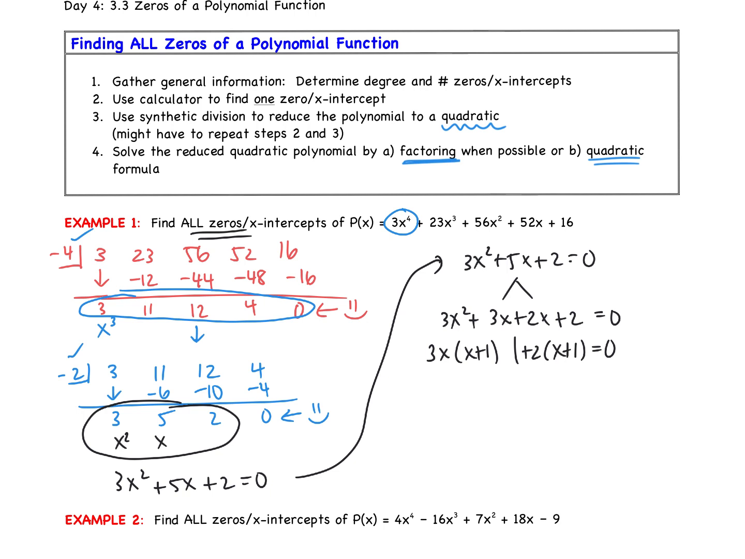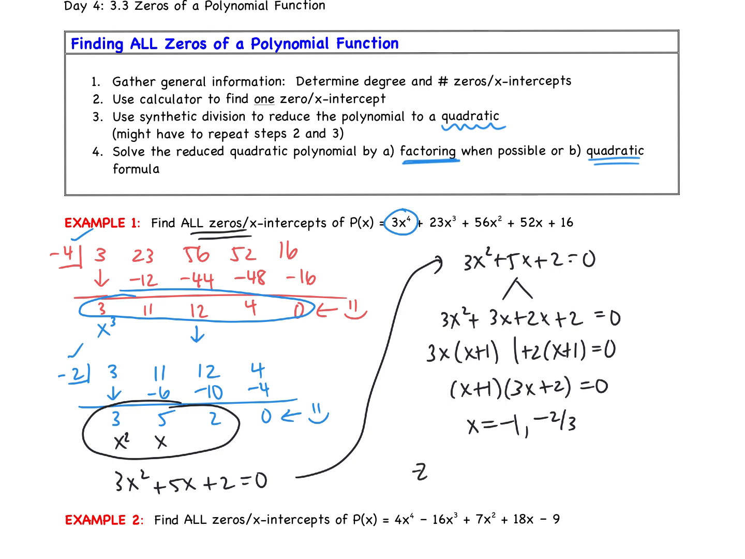Parentheses have to be the same. So one parenthesis, or one factor, is x plus 1. The other one is 3x plus 2. Setting both equal to 0, we get -1 and -2/3. Now, we still need to answer the question. The question is, find all of the zeros.